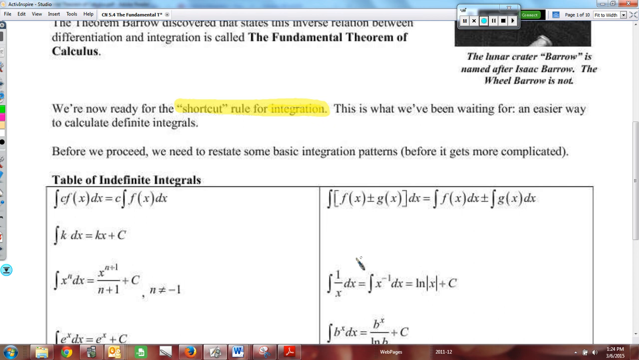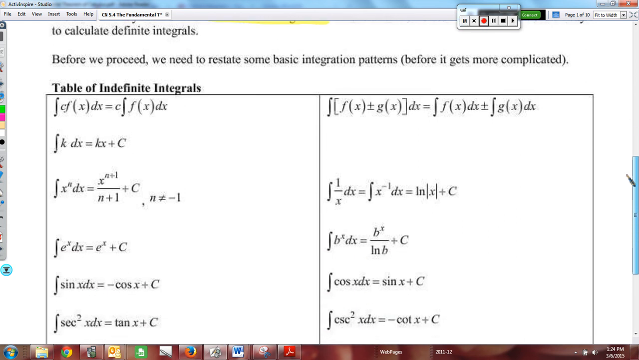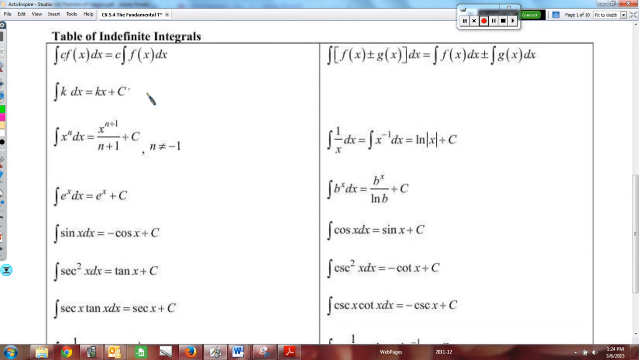Alright, so before we go on and we actually start stating what the fundamental theorem of calculus is, I'm just going to remind you to please review these basic rules that we've had so far, that if we are integrating and there's a constant, we can pull it out. If it's the antiderivative of a constant, then that would be kx plus c. And notice these are indefinite. Notice I'm not talking about the definite yet. I'm talking about these indefinite integrals. These are these antiderivatives, the derivative rules backwards.